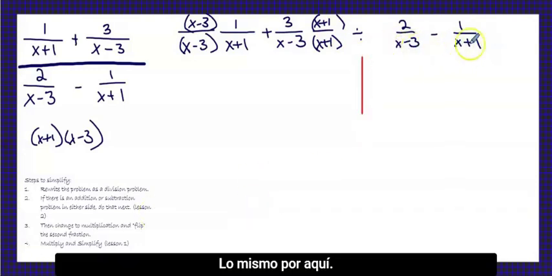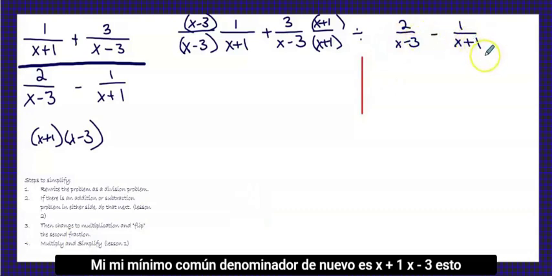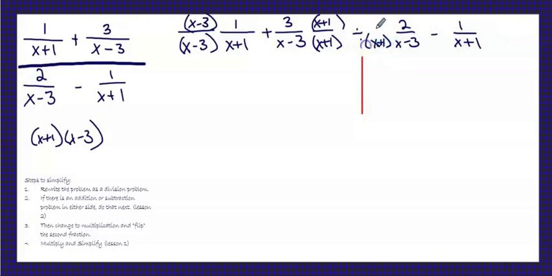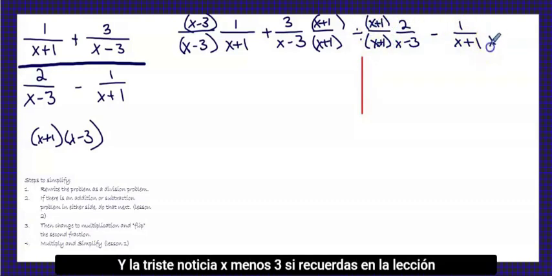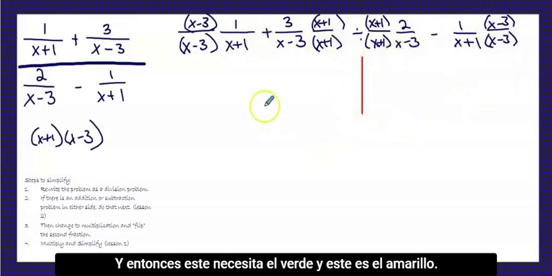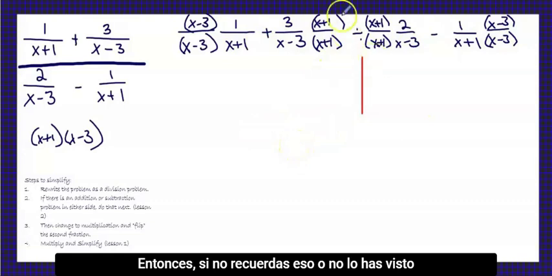Same thing over here. My least common denominator again is x plus 1, x minus 3. This side needs the x plus 1, and this side needs the x minus 3. If you remember back in lesson 2, we color coordinated these and used highlighters and said, oh, this one needs the green and this one needs the yellow. So if you don't remember that, or you haven't watched that video, you might want to go back and watch that.